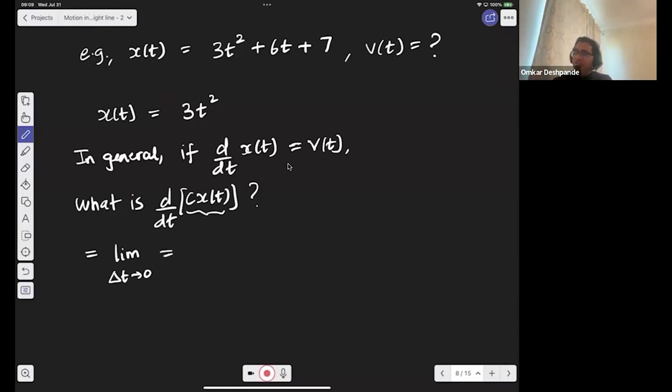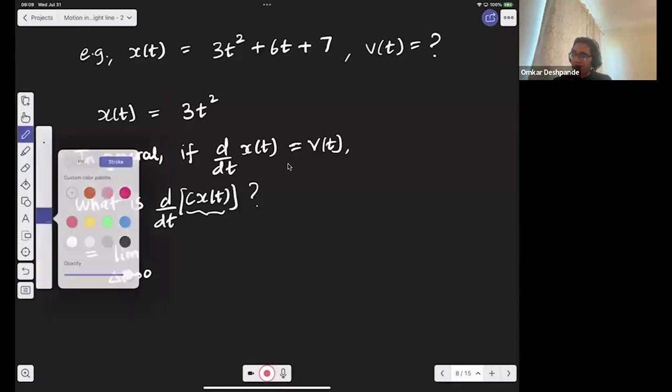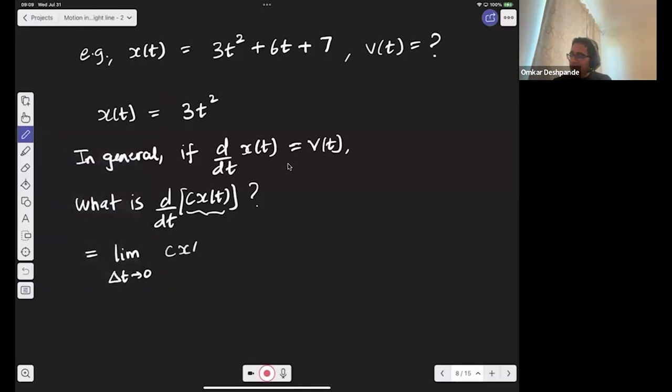So what is the value of that new function at time t plus delta t minus the value of that new function at time t, divided by delta t? That's what we'll do. So what's the value of this new function at time t plus delta t? It's just going to be c times x at t plus delta t minus the value of that new function at time t, which is basically this, divided by the time interval delta t.